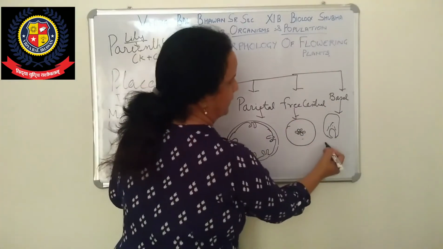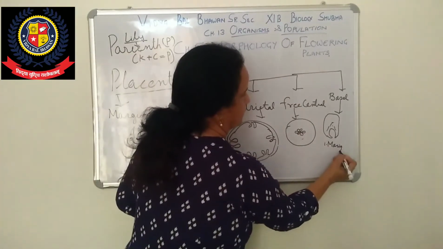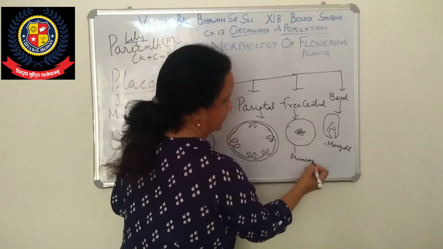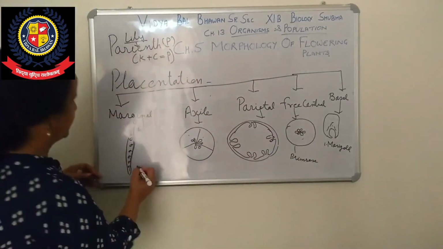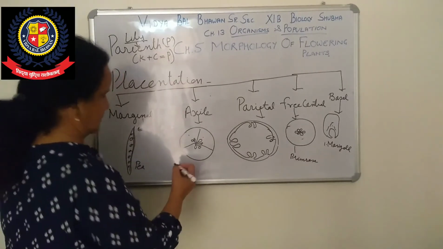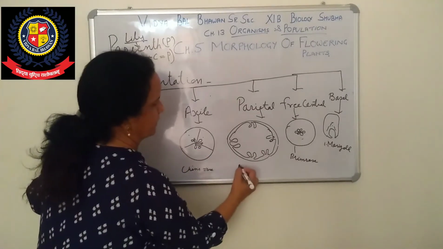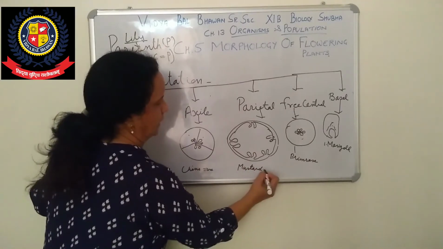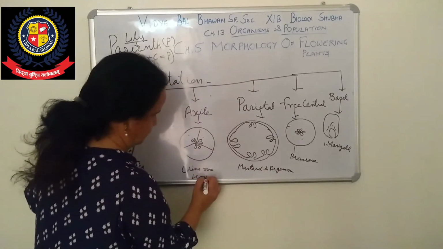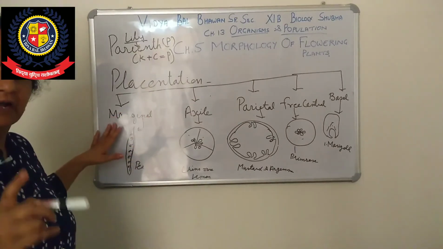Basal placentation occurs in the marigold flower. Free central occurs in primrose. Marginal occurs in pea. Axile occurs in China rose and lemon. Parietal occurs in mustard and argemone. These are a few examples of plants. Are you getting me?